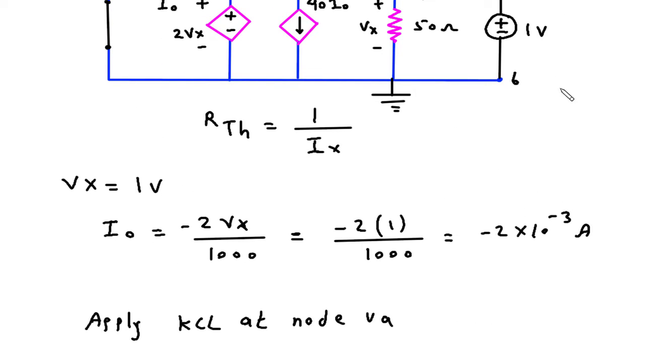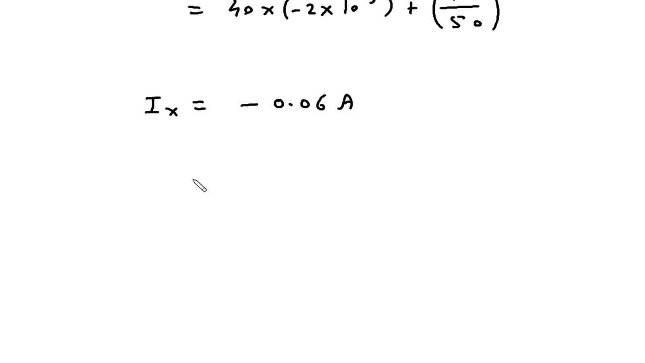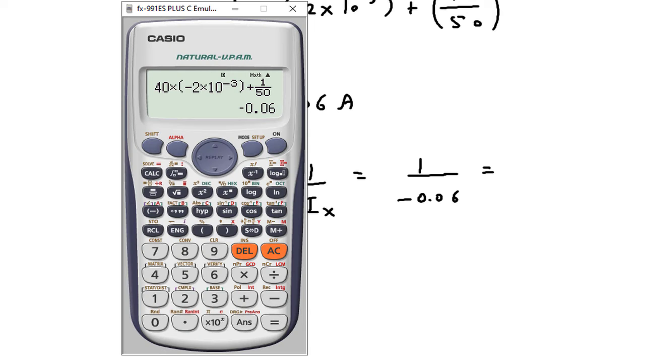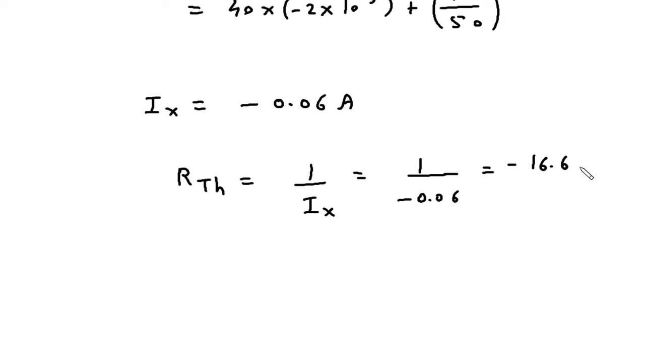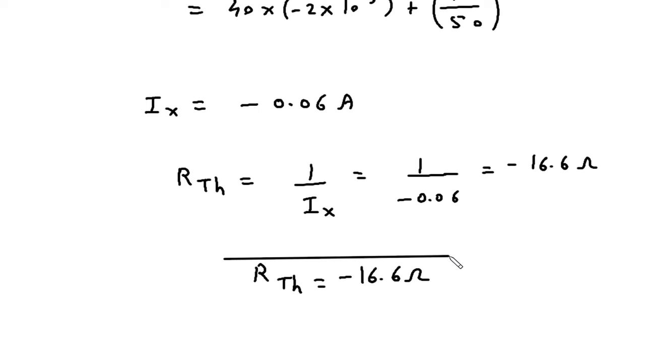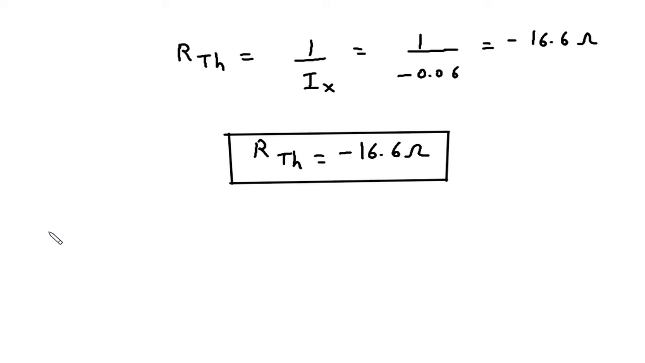What we have to find? We have to find RTh. RTh is equal to 1 by Ix, so 1 by minus 0.06, which is minus 16.6 ohm. Therefore RTh is equal to minus 16.6 ohm. Now we have the value of RTh. Next we have to find the value of VTh.